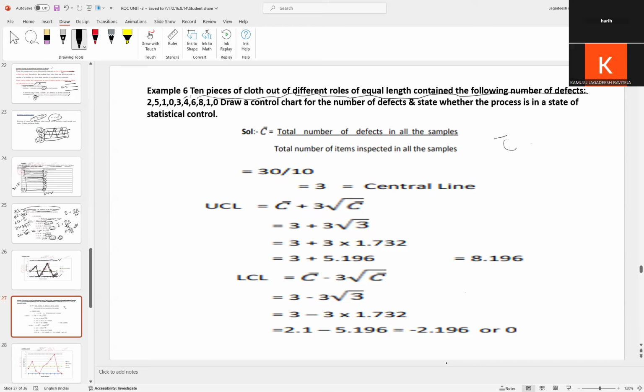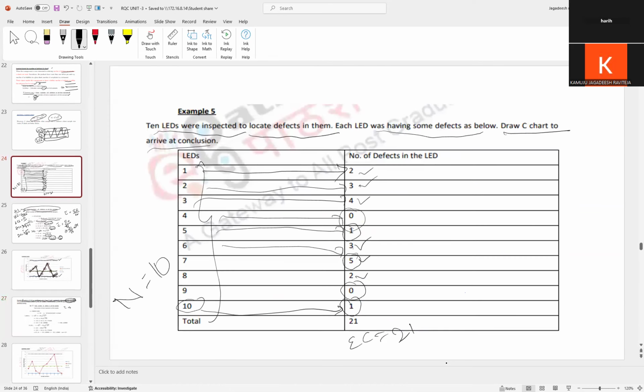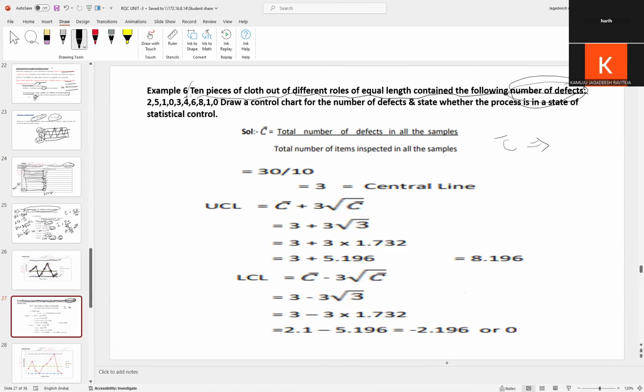In this C chart, we are going to find the number of defectives. We know in control charts, each chart is used for a specific application. Which chart is used to find the fraction of defectives? The P chart. Similarly, to find the number of defectives, we use the C chart. Here they didn't specify the C chart, whereas in the previous case they clearly specified to draw the C chart. But how can you identify it is a C chart? If you find the hint number of defectives, then it is a C chart.